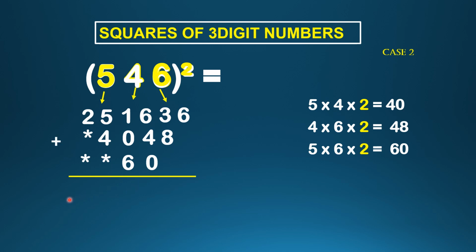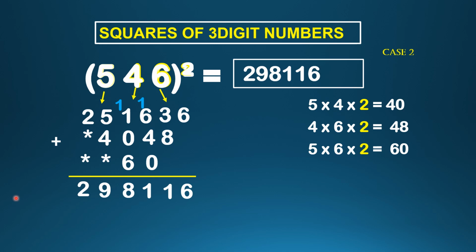Now add these numbers. 6, 3 plus 8 is 11, 1 carry over. So 6 plus 4, 10 plus 1 is 11. 1 carry over again. 6 plus 1, 7 plus 1 it is 8. 5 plus 4 is 9 and 2. That's it. 546 square is 298116.